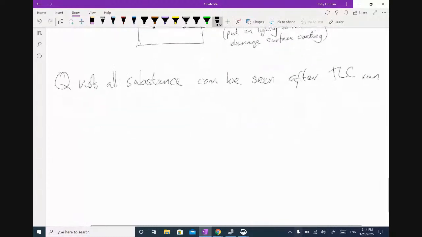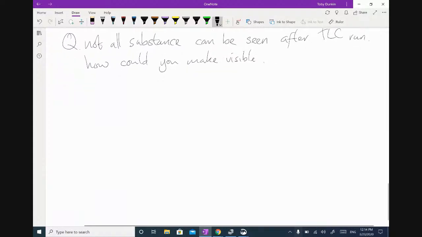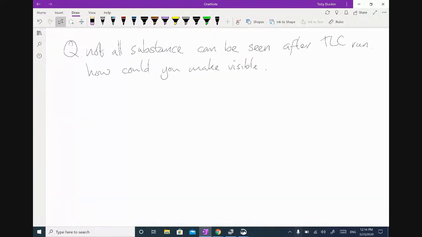So the question would be, how could you make them visible? This is more of a biology trick than a chemistry one, although this is definitely in a chemistry setting. I'm pretty sure you guys are going to know the answer to this. One mark. Pause it if you want to have a go. And the answer, of course, is you're going to add a dye.